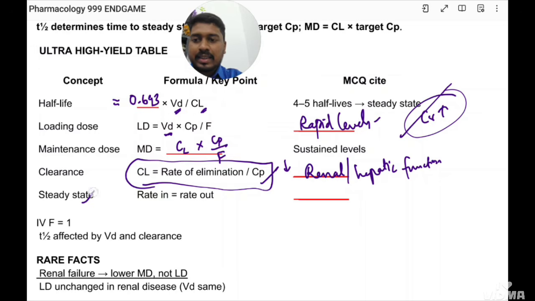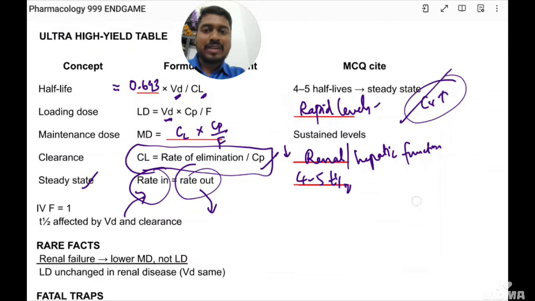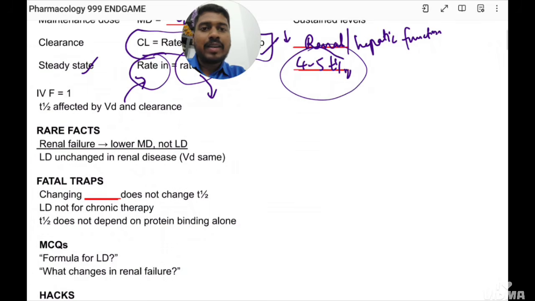Got it? Next, steady state. So rate in is equal to rate out. I told you after 4 to 5 half-lives, 4 to 5 T half, the rate at which we are giving the drug inside is equal to rate out. Okay, that is like a car's fuel, however much it is burning becomes equal to whatever we are filling in the tank. That takes 4 to 5 T half.